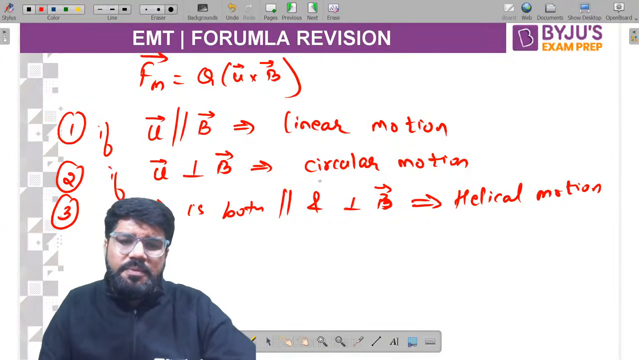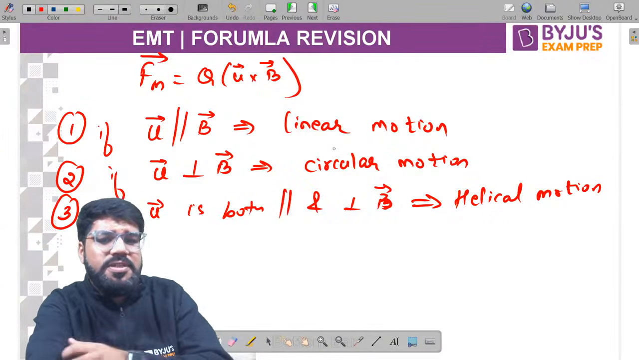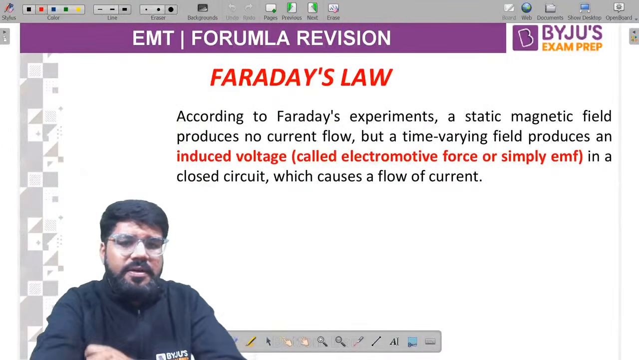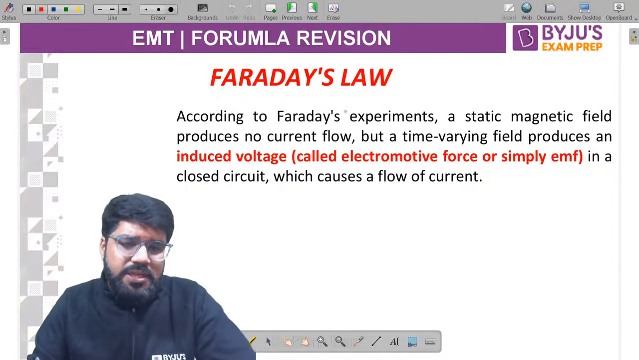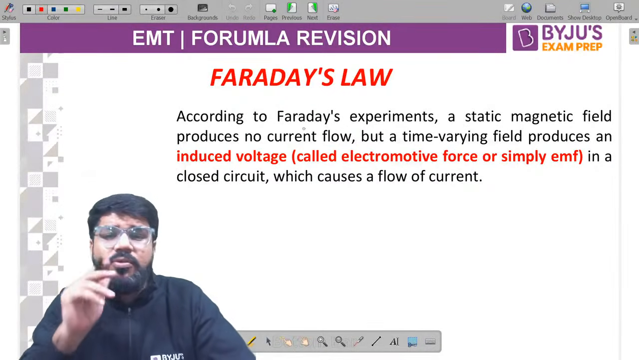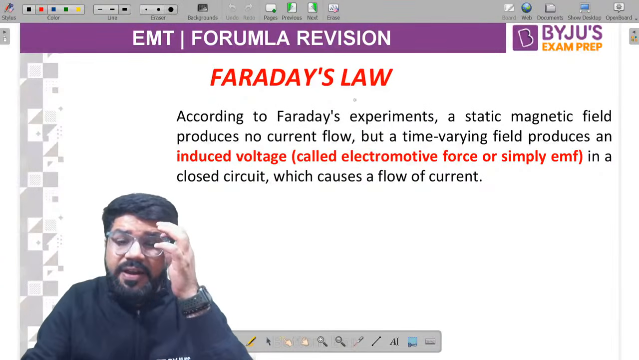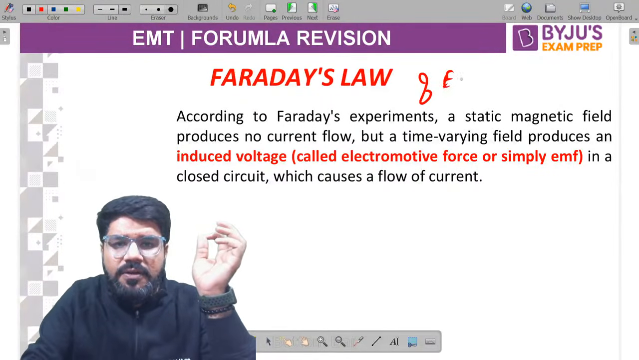If the particle has a velocity with one component parallel and one component perpendicular to the B field, it follows the helical path. Okay, now Faraday's law. According to Faraday's law, let's quickly recap the formula related to Faraday's law of electromagnetic induction.